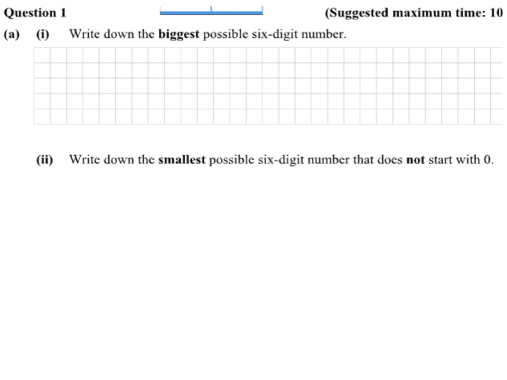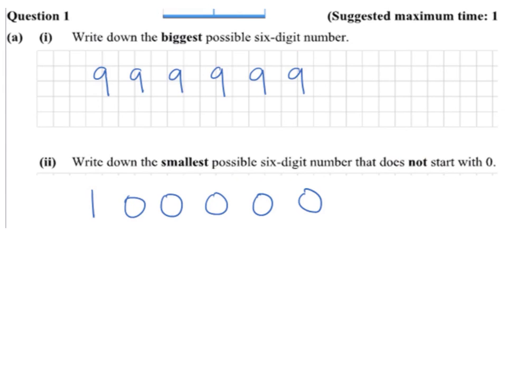Question 1, Part A. Write down the biggest possible 6-digit number. Write down the smallest possible 6-digit number that does not start with 0. Well, the biggest possible 6-digit number is going to be 999,999. What we do is we choose the biggest digit that is possible, which is 9, and we just write it 6 times. The smallest 6-digit number that does not start with 0.